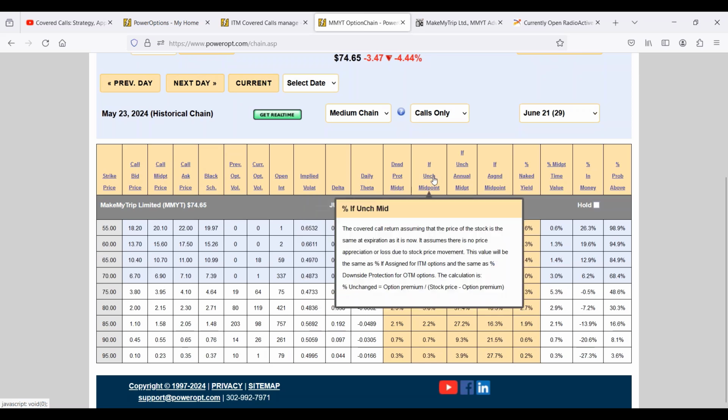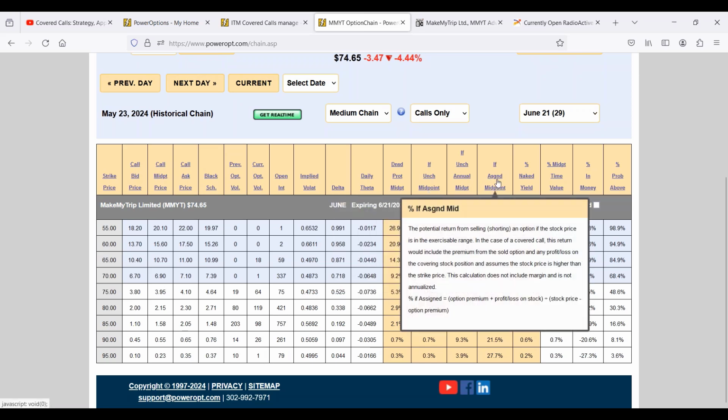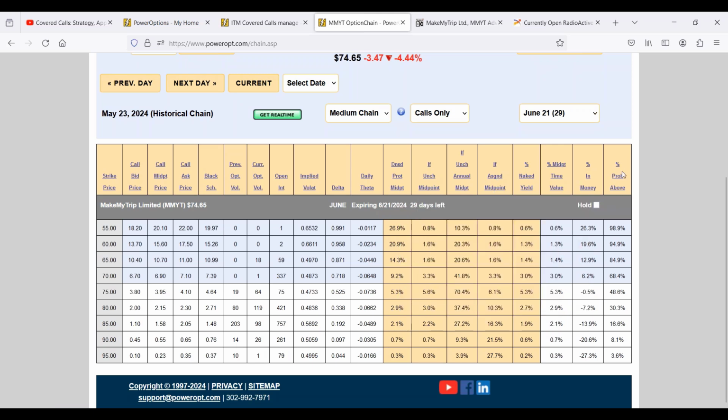The percent if unchanged: if the stock stays at the same price, highly unlikely in these markets over the next 20, 30, even 7 days with a weekly option, what would your return be? And then, of course, the percent if assigned. If the stock is above my strike price at my expiration date, what is my max return I expected? I've added the columns for range in the money and probability.